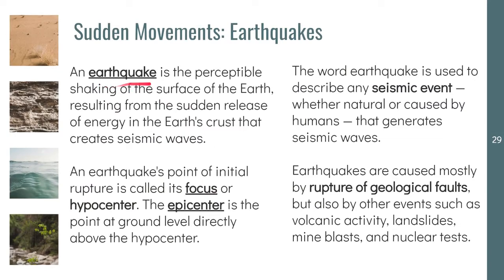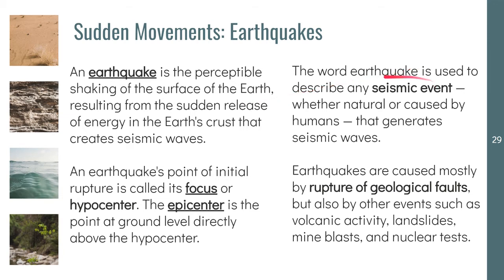So an earthquake is the perceptible, okay, the observable shaking of the Earth's surface resulting from the sudden release of energy from the Earth's crust, creating seismic waves. So these are the parts of an earthquake. The focus, that's the actual point on the plate, the actual site of release of energy, while the epicenter is the point above the ground on which the earthquake is felt.